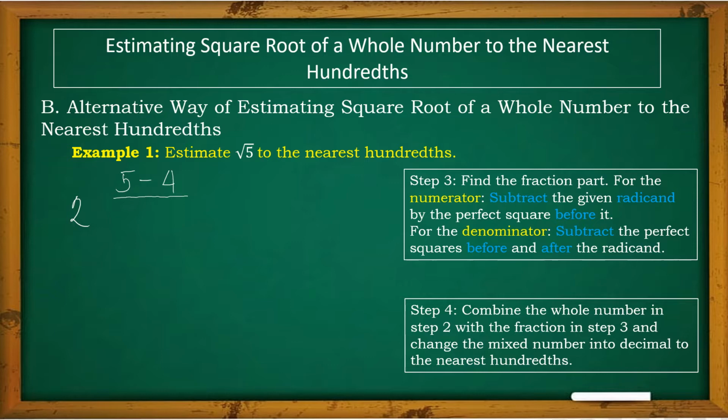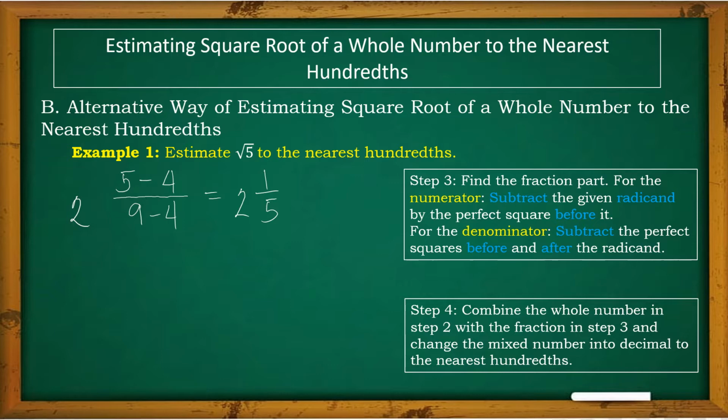Para sa denominator naman natin, subtract the perfect squares before and after. So, pag-subtractin natin sila. So, yung before and after natin, we have 4 and 9, di ba? So, gagawin natin 9 minus 4. Okay? So, ngayon, isimplify natin sila. 5 minus 4 is equal to 1. And 9 minus 4 is equal to 5. Pagsamahin natin yung sagot natin kanina sa step 2, which is 2. Kaya naging 2 and 1/5.